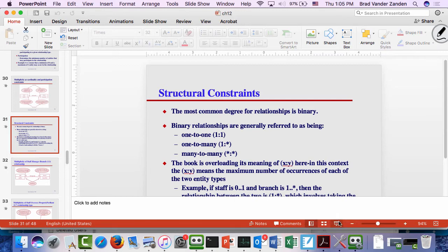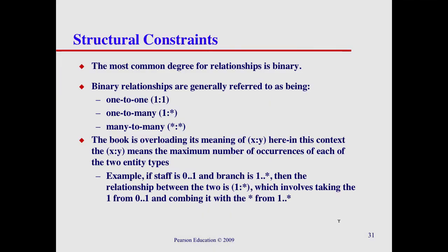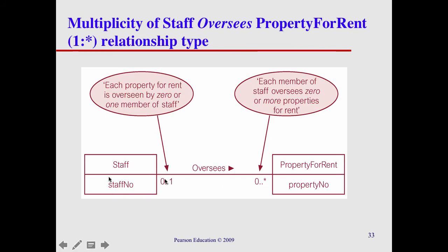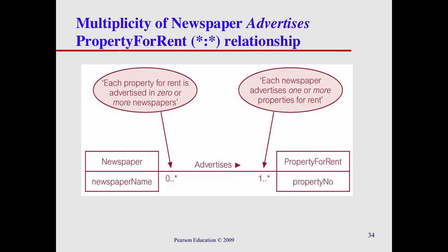Okay, so here, this is a one-to-one relationship because the maximum cardinality in the manages is 1 and 1. For managing properties, it's a one-to-many because one staff can manage or oversee many properties. And you use the asterisk to indicate an unbounded number. And here is a many-to-many relationship denoted as star, colon, star. A newspaper can advertise one or more properties for rent. A property for rent can be advertised in zero or more newspapers. Therefore, it's a many-to-many relationship.